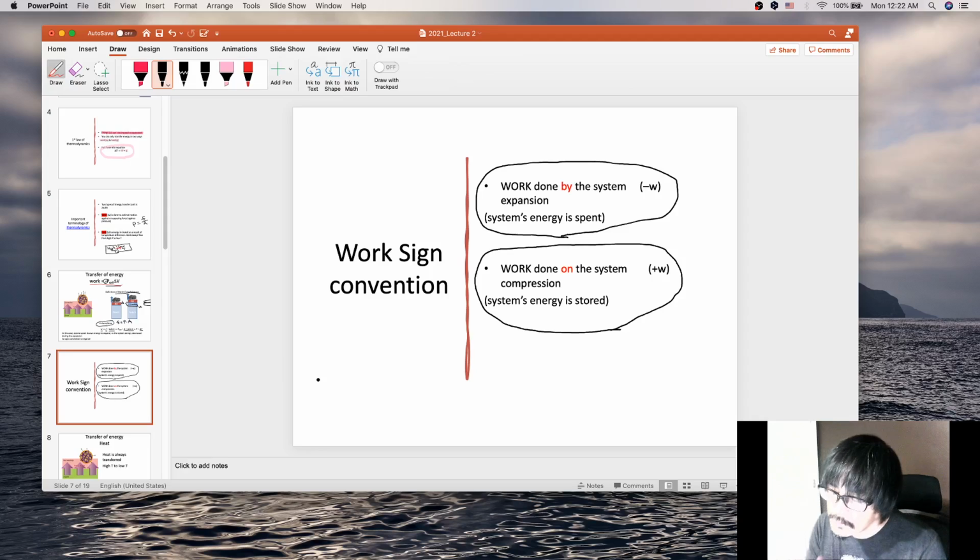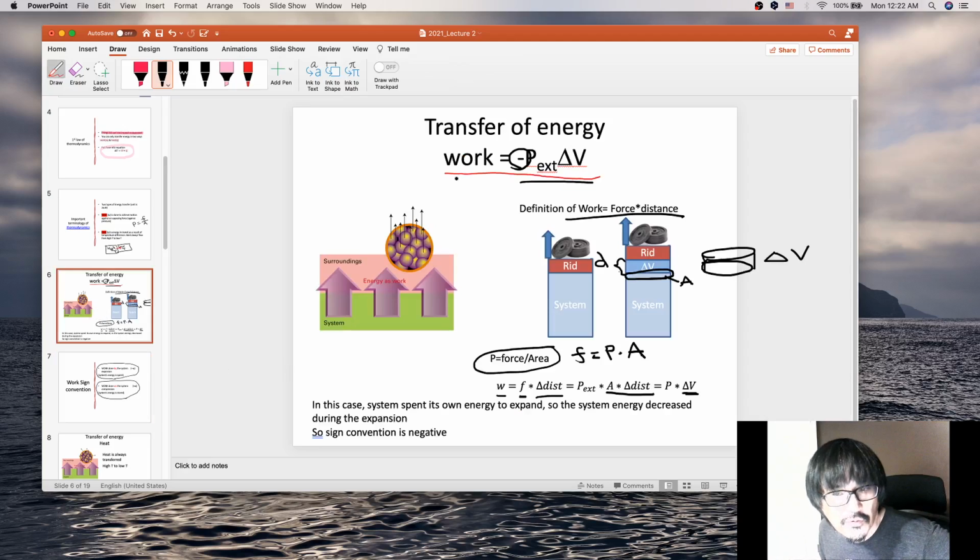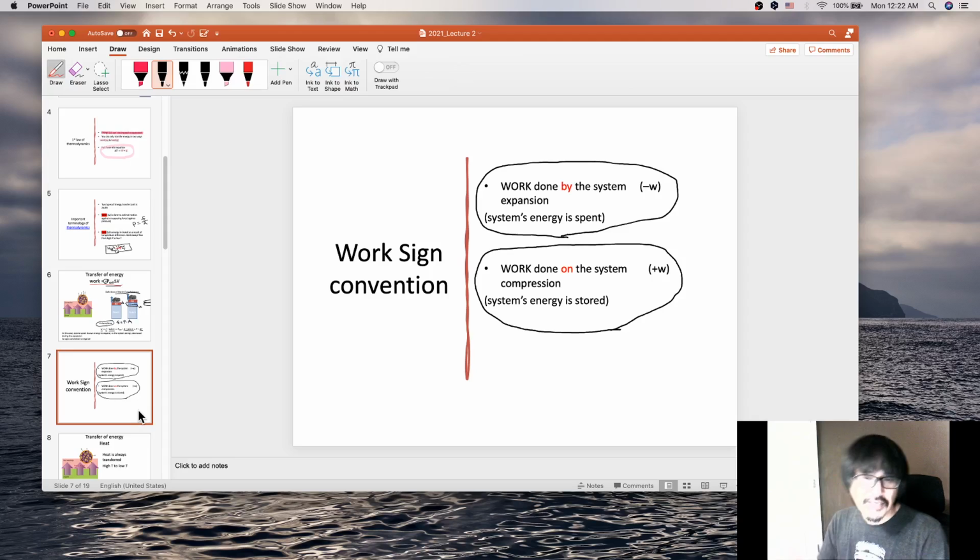I should probably mention one thing. What do you think happens if the external pressure is 0? If that's the case, then work is equal to 0, because 0 multiplied by anything, regardless of the sign, is going to be 0. So free expansion literally means it's free of cost, right?